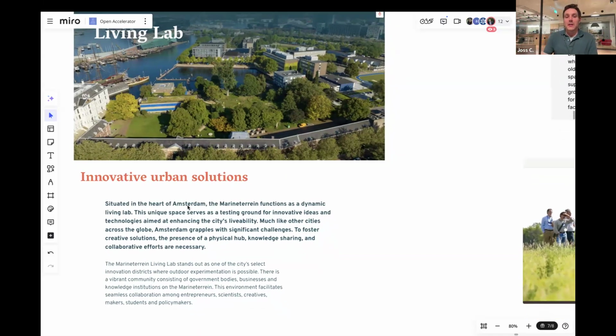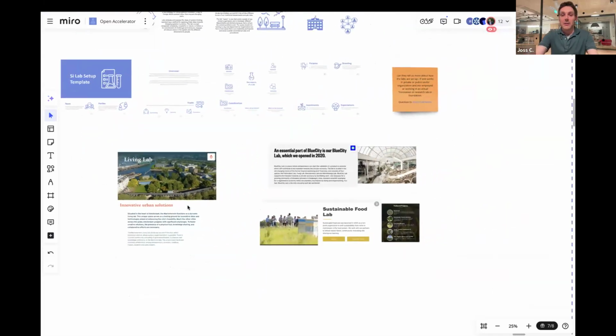So this is a unique space that serves as a testing ground for innovative ideas and technologies aimed at enhancing city livability. Much like other cities across the globe, it faces all these challenges, and they're trying to foster creative solutions. The presence of a physical hub, knowledge sharing, and collaborative efforts are necessary. So they selected this district where outdoor experimentation is possible. There's a vibrant community consisting of government and these different actors, and this environment facilitates seamless collaboration among entrepreneurs, scientists, and so on and so forth. That's a little bit what a lab might look like.